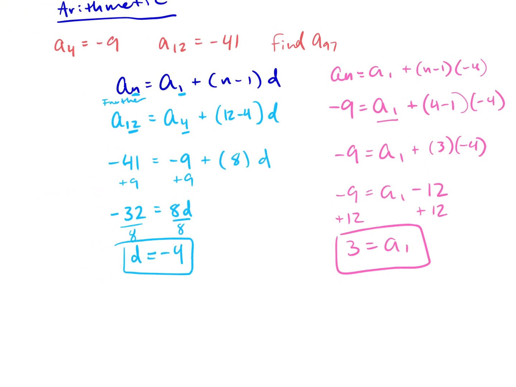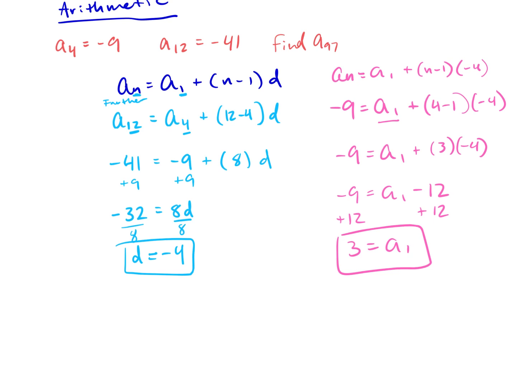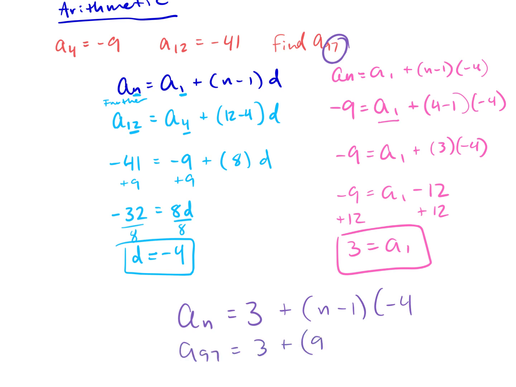Now that I have a sub 1 and d, what could I do? I'm going to plug it in to find my general form. So a sub n is equal to a sub 1, which we now know is 3, plus n minus 1 times negative 4. And I would just plug in 97 into n. So a sub 97 is equal to 3 plus 97 minus 1 times negative 4. And then just solve, and that would be your 97th term.